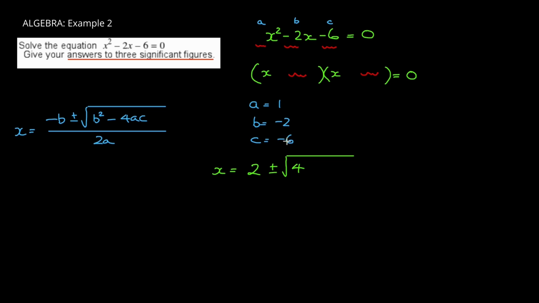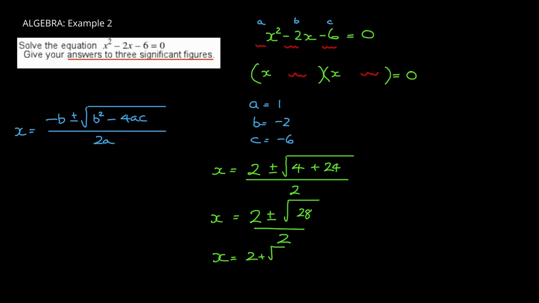So effectively, we've got negative times negative, so we can write positive. Now I can forget the signs. It's just 4ac. So 4 times 1 times 6 is 24, all over 2 times a, which is 2. So 2 plus or minus the square root of 28, and we're all over 2. So we've got to do two solutions here. We need x is equal to 2 plus root 28 over 2, and the other solution is x is equal to 2 minus the square root of 28, again, all over 2.